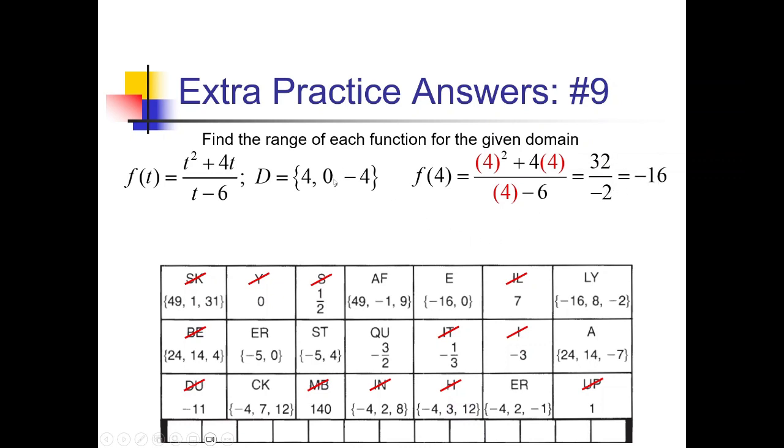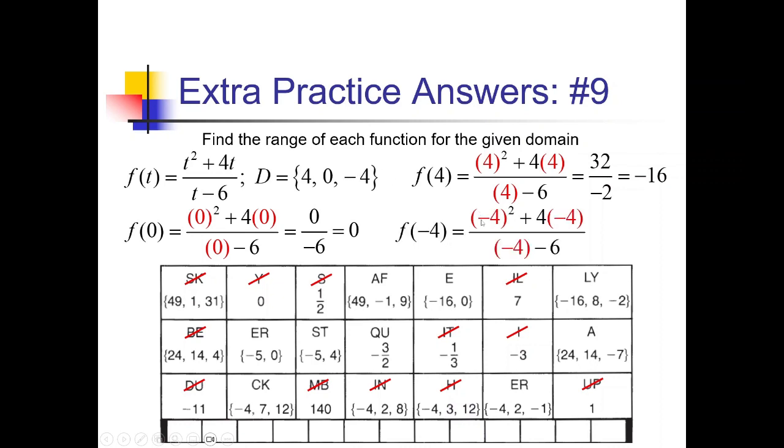Next up, plugging 0 in. We have 0 squared plus 4 times 0. That's all 0 up there. Negative 6 down here. 0 over something that's not 0 is just 0. And finally, plugging negative 4 into all that. Negative 4 squared is 16. 4 times negative 4 is negative 16. 16 minus 16 is 0. And then negative 4 minus 6 is, well, it's not 0, so it doesn't really matter. It's negative 10, but 0 divided by that gives me 0 again.